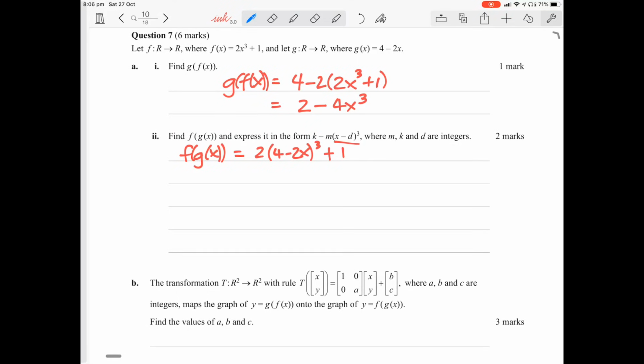Okay, we've got to express it in that form. So I'm thinking, because there's no coefficient here, I've got to take out a negative 2. If I take out a negative 2, that's going to become x minus 2 cubed. But when I take that negative 2 out, I've got to cube it. Negative 2 cubed is negative 8. And when I times it by the 2, I get negative 16. And that 1, I'm going to put out the front. So I get 1 minus 16, x minus 2 cubed.